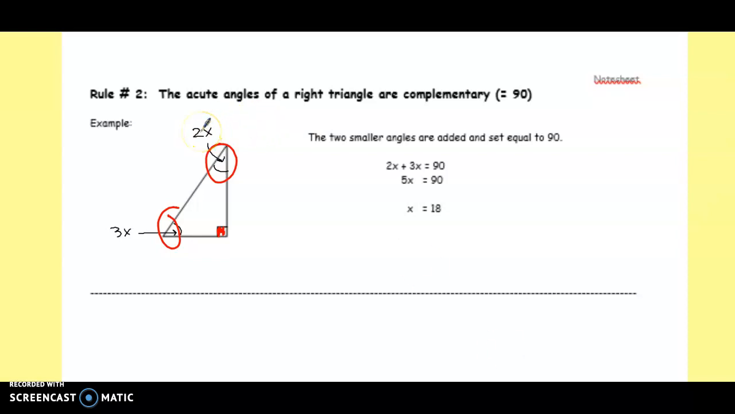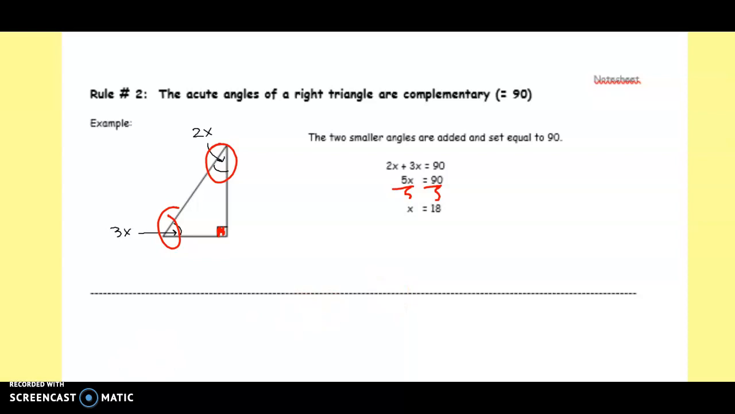So in this example, I have variables, but I know the relationship and can help set up an equation and solve. So we have 2x plus 3x. We're going to add those 2 smaller angles together, set them equal to 90. Combine like terms here on the left, 2x and 3x makes 5x, equal 90. Divide by 5 so that we can solve. And you should see there it does tell you that x equals 18.